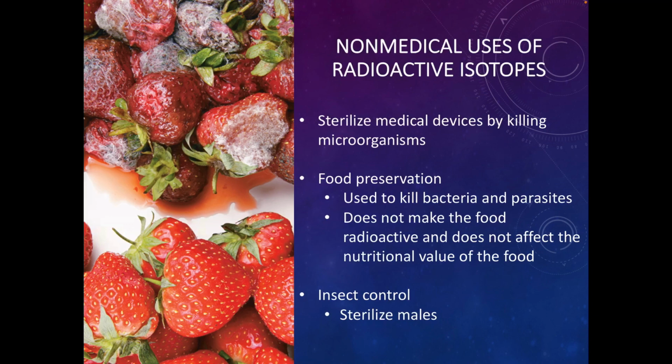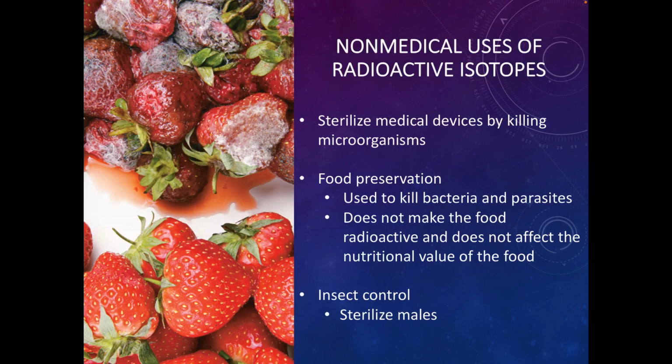And then finally, we also use radiation not for medicine, but for other things. One of the ways we use it is to sterilize medical devices by killing microorganisms. When we hit them with ionizing radiation, that will kill microorganisms that may be living on medical devices or living on your food. We can use radiation to kill bacteria and parasites, and I don't want you to be alarmed: by hitting your food with radiation, we do not make the food radioactive. It just goes in and kills all the bad stuff on it. It doesn't affect the nutritional value of the food whatsoever. It's just used to make it safer and make sure there's no weird bugs, essentially.